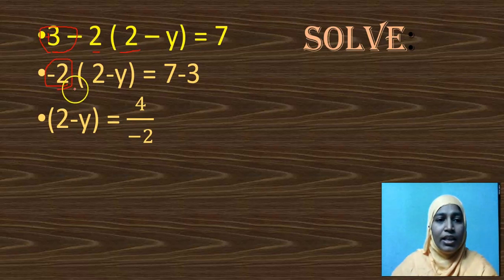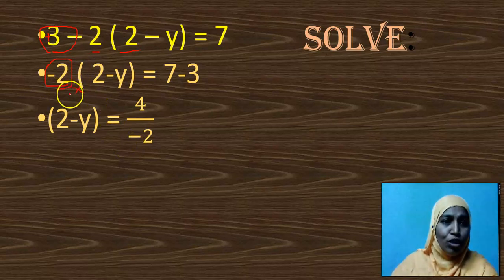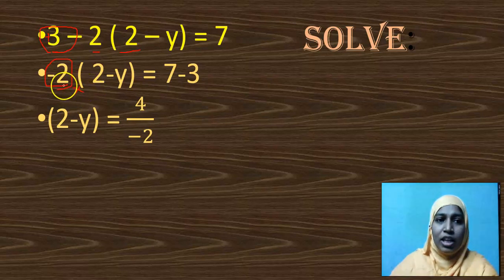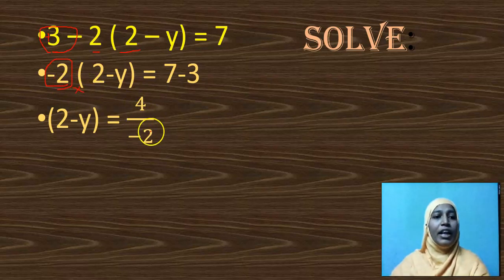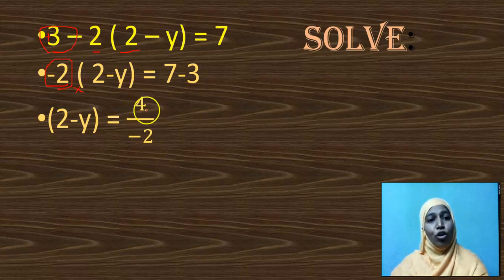With this bracket, it has the relationship of multiplication. So this has to be transposed to the right hand side in division. So be careful when you have a number outside the bracket without any sign between them. Okay, so it comes to the division here. So we have 4 divided by minus 2 and not 4 plus 2. Be careful my dear children.